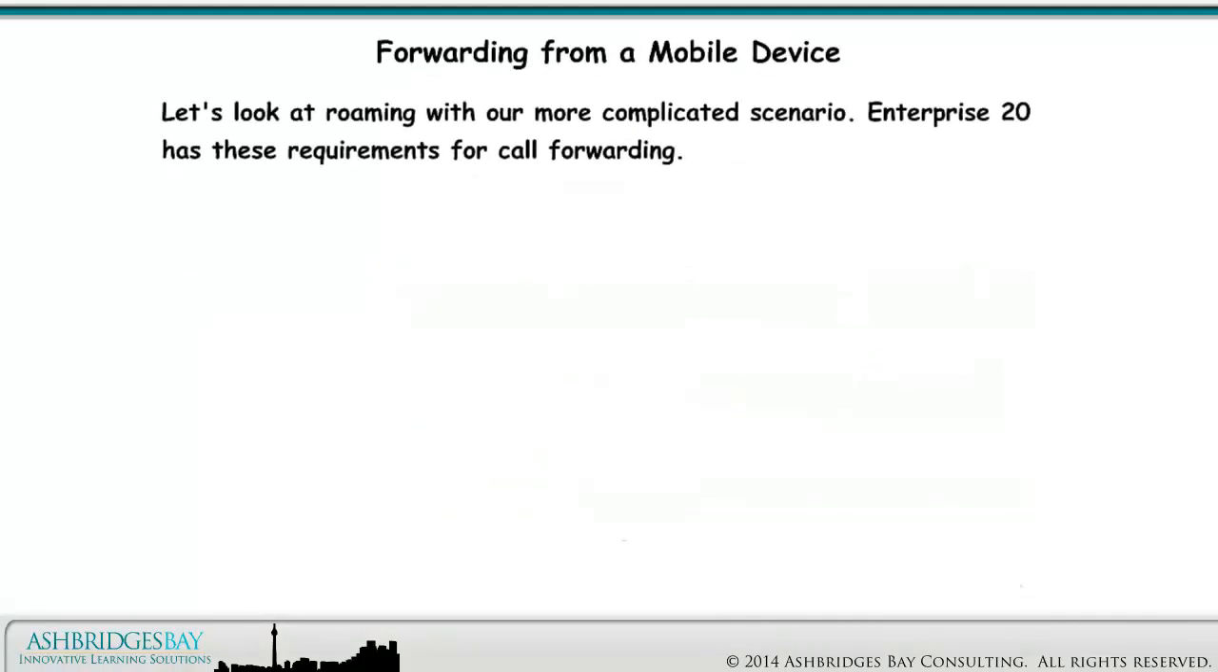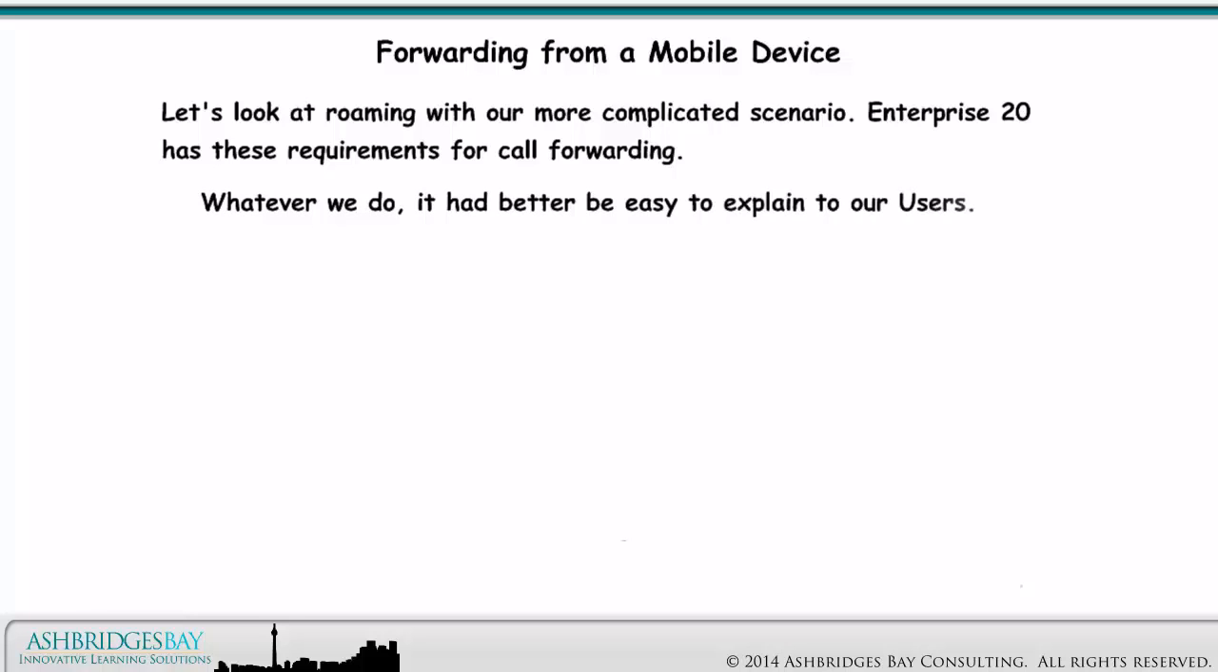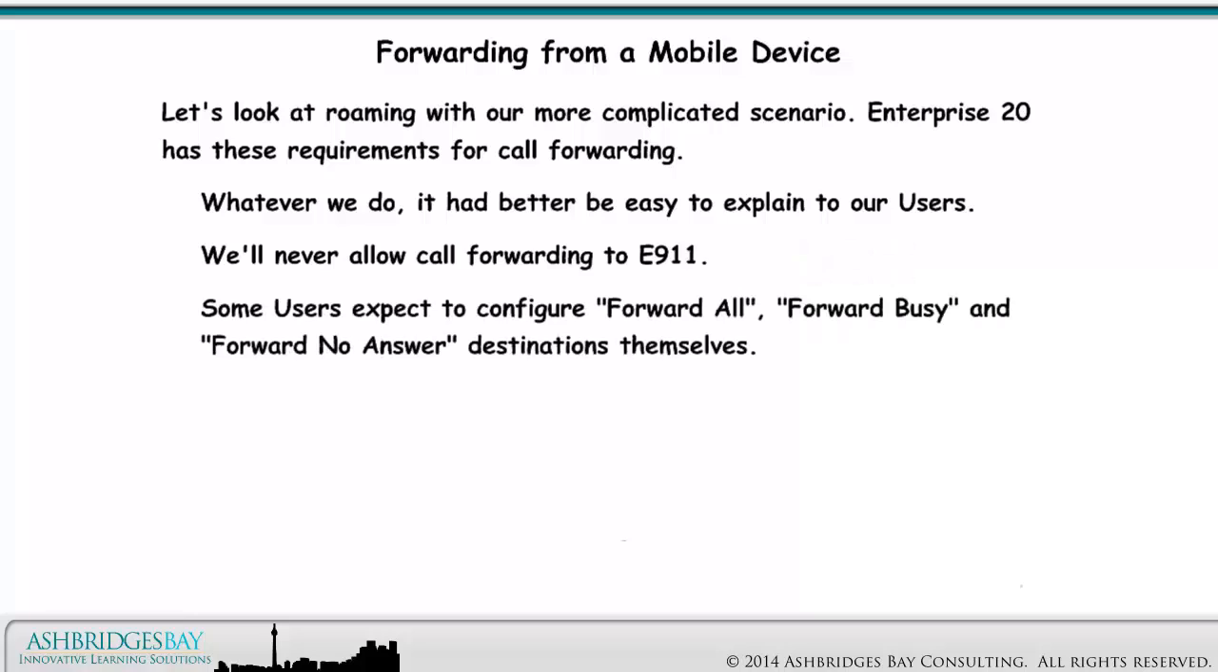Let's look at roaming with our more complicated scenario. Enterprise 20 has these requirements for call forwarding. Whatever we do, it had better be easy to explain to our users. We'll never allow call forwarding to E911. Some users expect to configure forward all, forward busy, and forward no answer destinations themselves. We will allow call forwarding to local numbers in all cases.